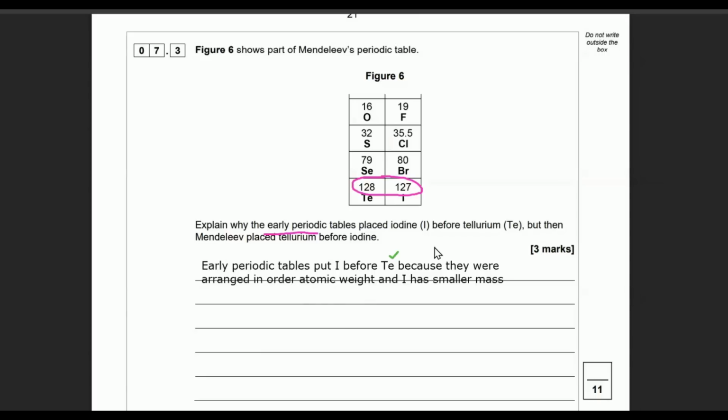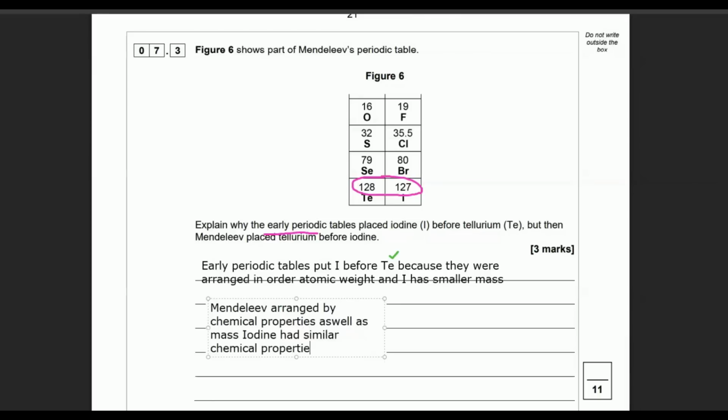And then we need to say, but why did Mendeleev switch them round? So what Mendeleev did, Mendeleev arranged by chemical properties as well as mass. Iodine had similar chemical reactions or chemical properties to Br, Cl, and F. So the beauty of what Mendeleev did, right?